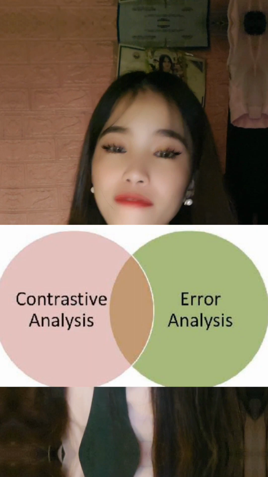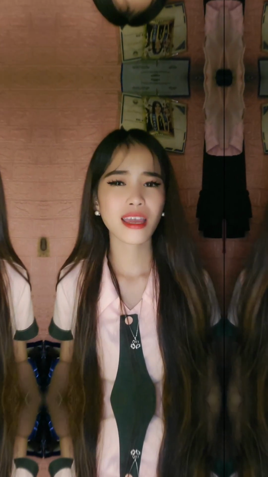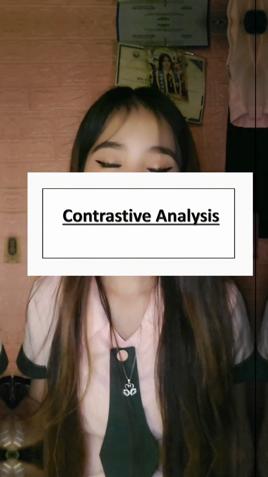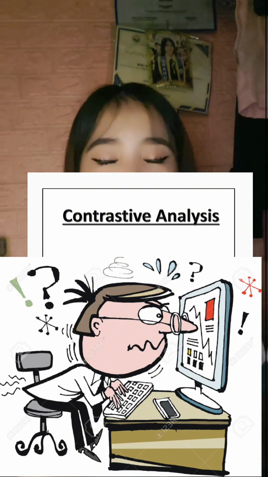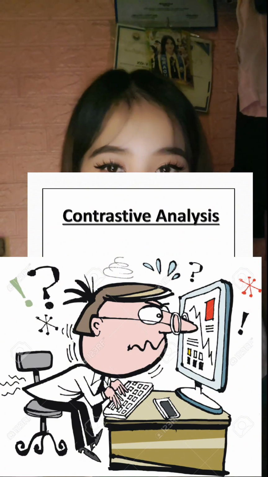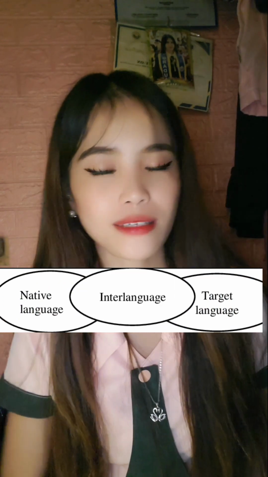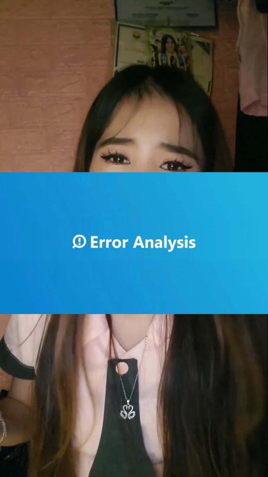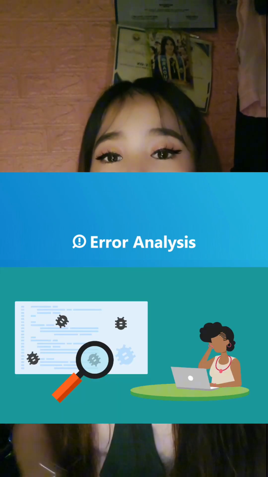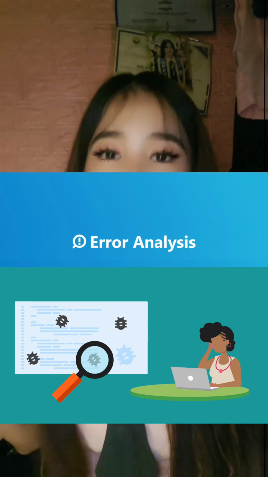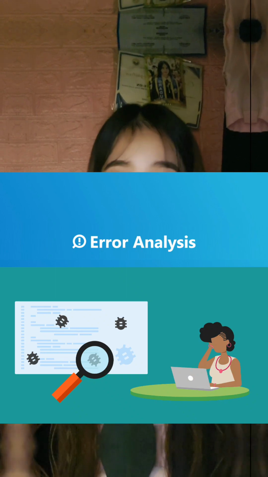Now, let's tackle the differences between contrastive and error analysis. Contrastive analysis primarily focuses on predicting the learning difficulties of learners from specific language backgrounds by comparing their native and target languages. Error analysis, on the other hand, examines the errors made by learners during language production, seeking to understand their causes and implications for language learning.